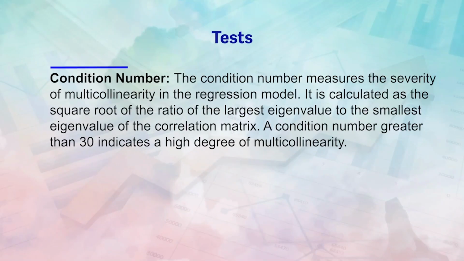There are some more tests to detect the presence of multicollinearity. The first is the condition number, or CN. It makes it clear that one variable can be expressed as a linear combination of the others. The square root is taken of the ratio of the highest eigenvalue to the lowest. That means we take the square root of the highest and the square root of the lowest to form the condition. If this is greater than 30, then there is a severe problem or a high degree of multicollinearity.